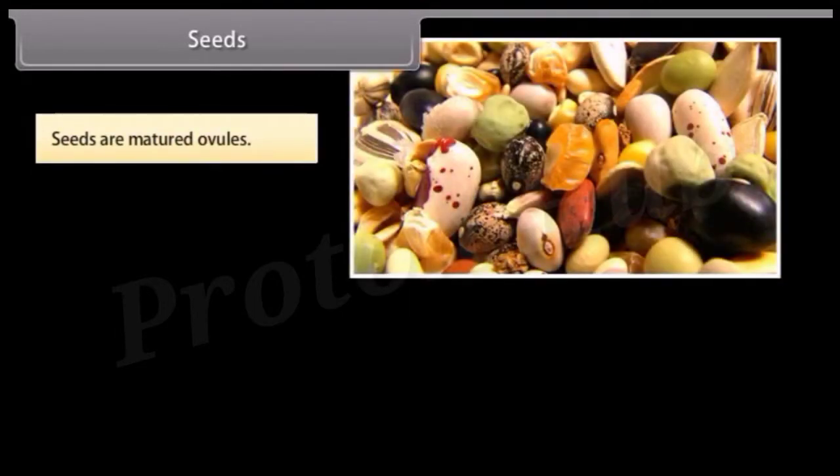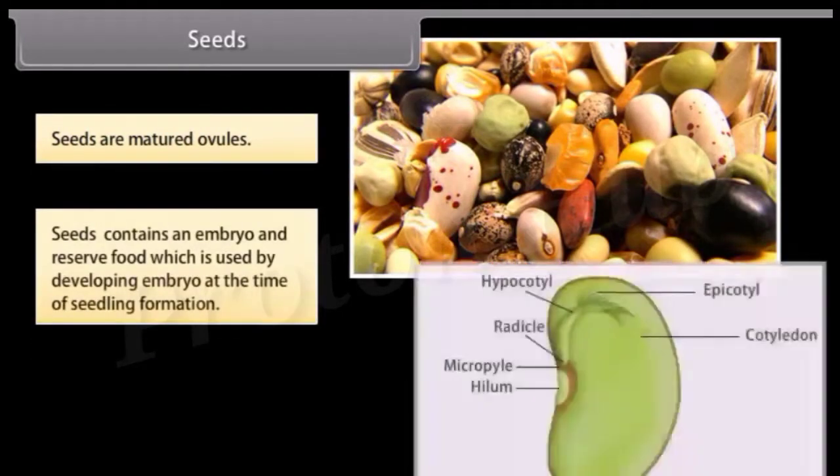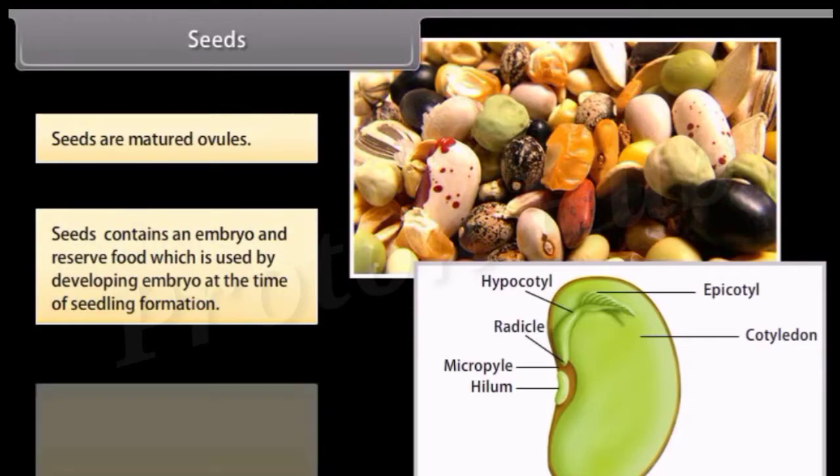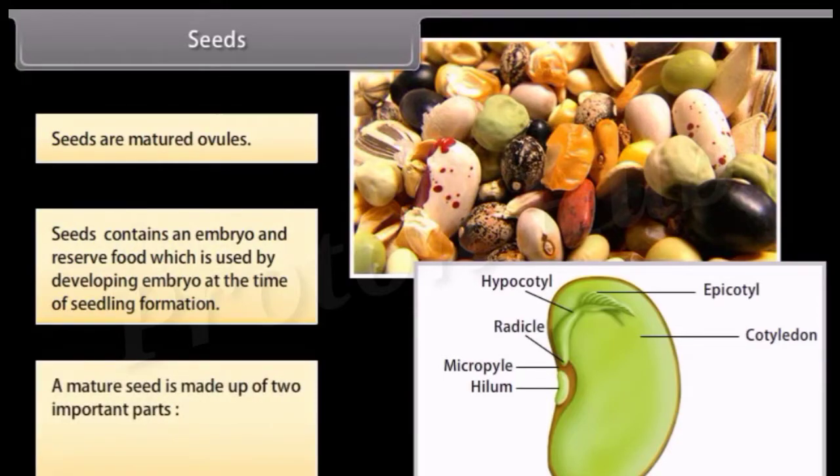Seeds. Seeds are matured ovules. Seeds contain an embryo and reserve food which is used by developing embryo at the time of seedling formation. A mature seed is made up of two important parts: seed coat, embryo.